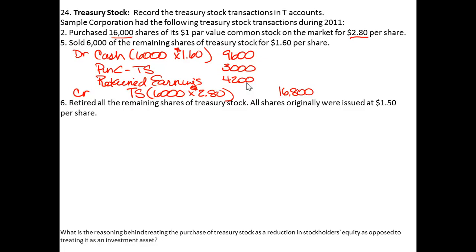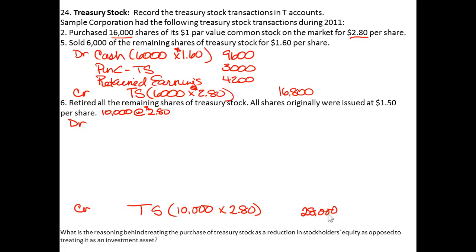In number 6, we're going to retire all the remaining shares. So the remaining shares are, we have 10,000 shares that cost us $2.80. So the first thing we're going to do is credit Treasury stock for those 10,000 shares at $2.80. And when we retire, we don't get any money or anything. We're just going to retire the stock.